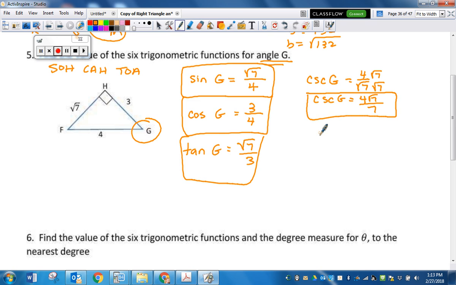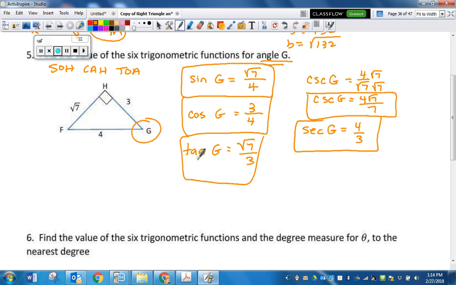All right, what is the reciprocal of cosine? The reciprocal of cosine is secant. So I'm doing the secant of G. What do I have to do? Flip it, reciprocal. So 4 over 3. Don't need to simplify. Done. There's the secant of G.